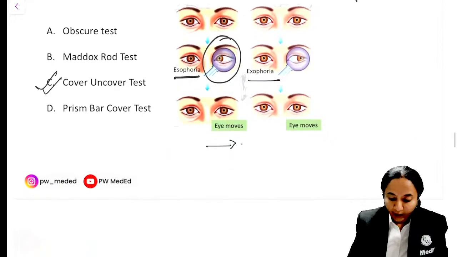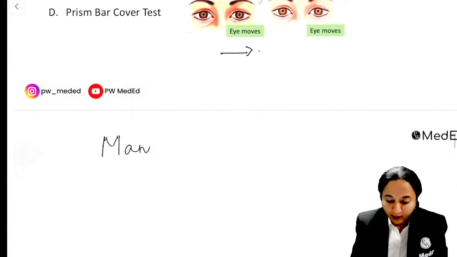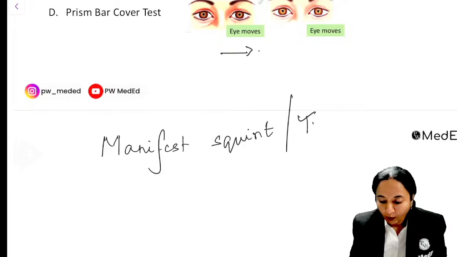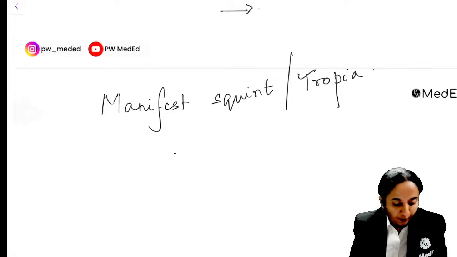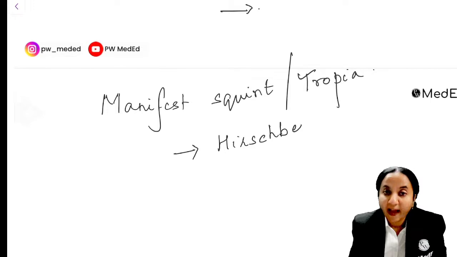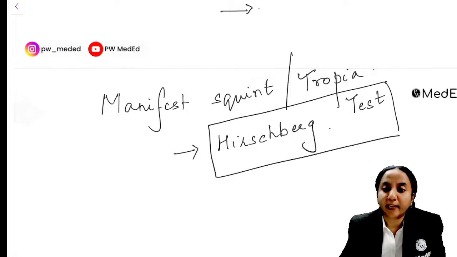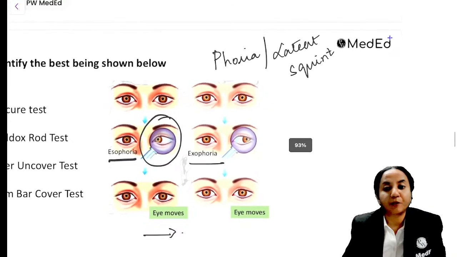Now, who will tell me what is the test for manifest squint, that is tropia? Again, important question. What is the test for manifest squint or tropia? The name of the test for this is the Hirschberg test. So please remember this also. For manifest squint or tropia, the test is the Hirschberg test, and the cover uncover test is for phoria, that is latent squint.